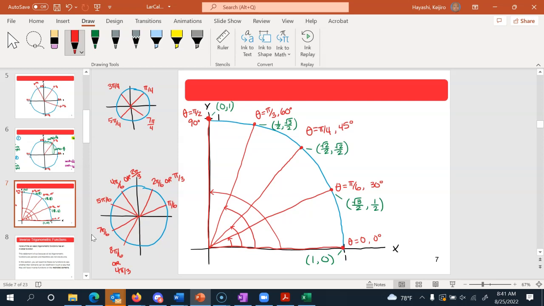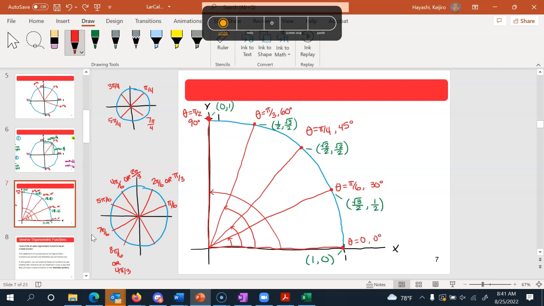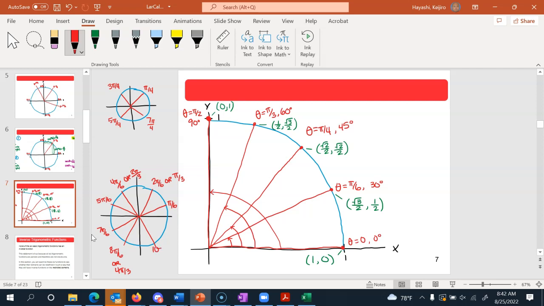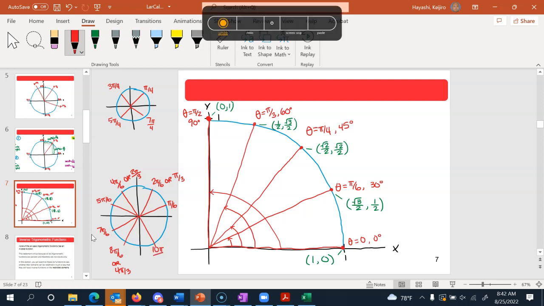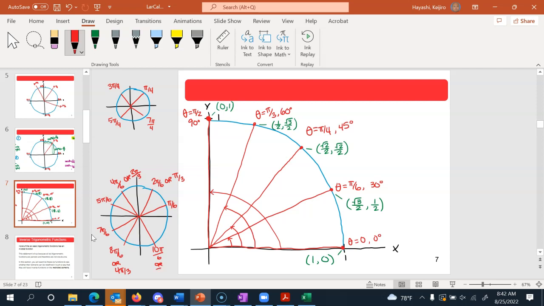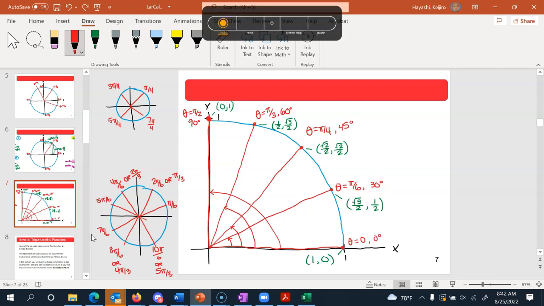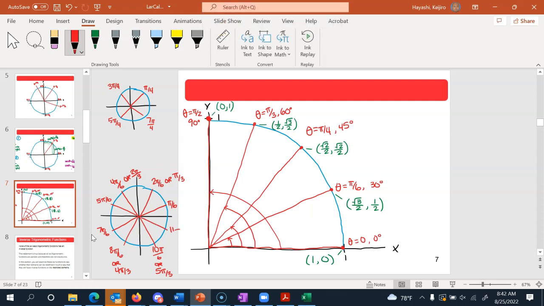Nine pi over 6 would simplify to 3 pi over 2. This is 10 pi over 6, although you'll hardly ever hear that because it simplifies to 5 pi over 3. And so this would be 11 pi over 6. Let me see if I can do these like different color.